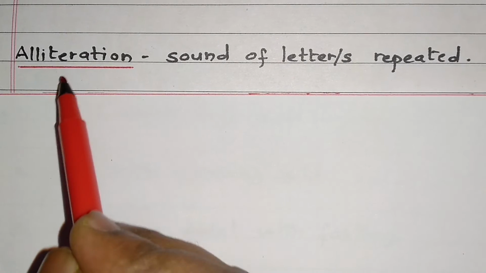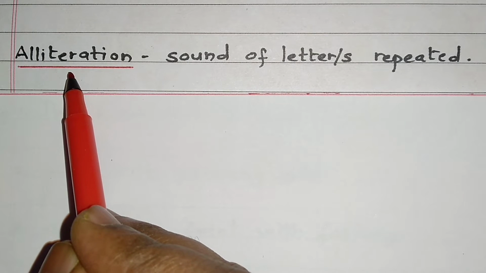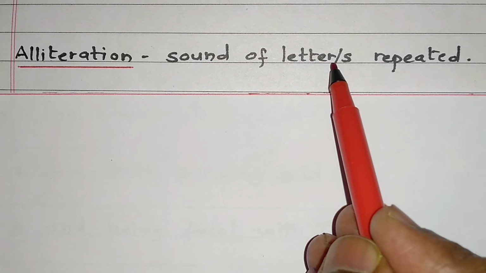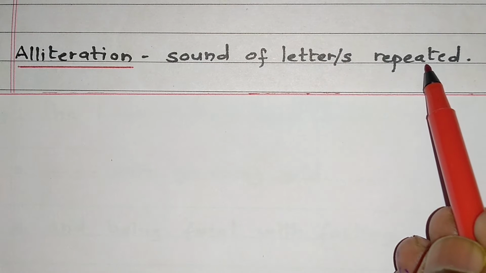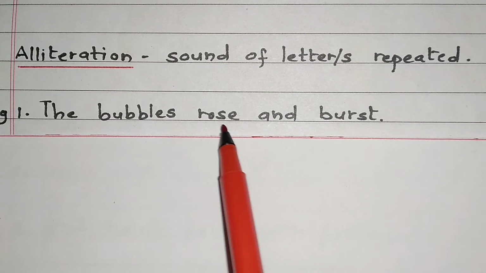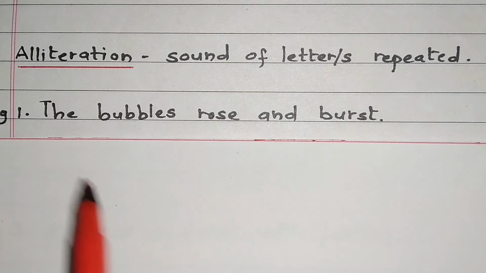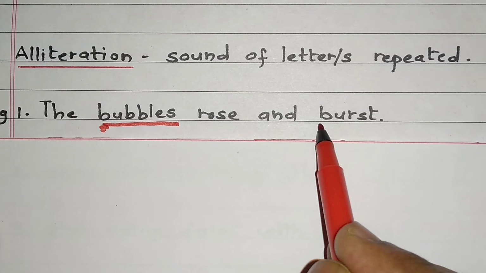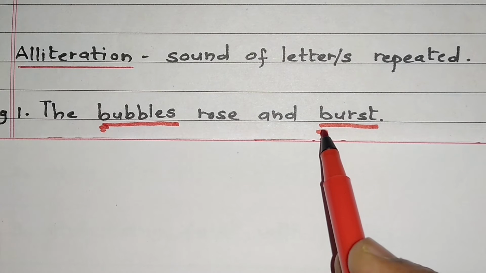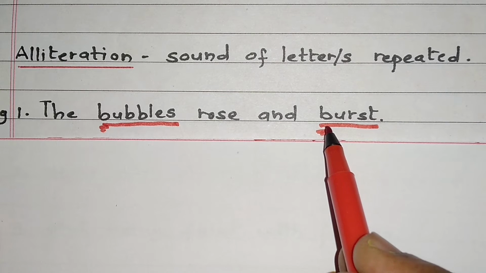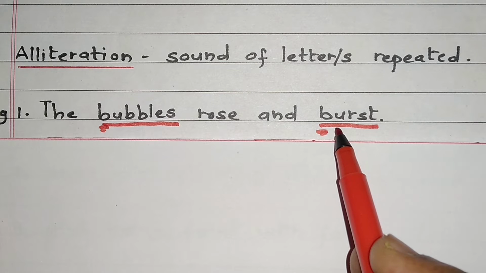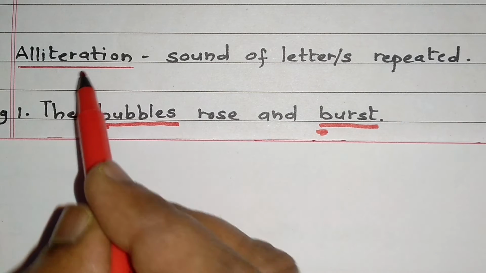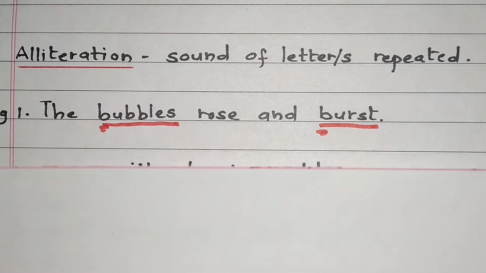Second figure of speech is alliteration. In this figure of speech, sound of a letter or more than one letter are repeated. The bubbles rose and burst. Here, bubbles and burst. Have you noticed, friends? The sound of the letter B is repeated pleasingly for better poetic effect. Therefore, the figure of speech is alliteration.